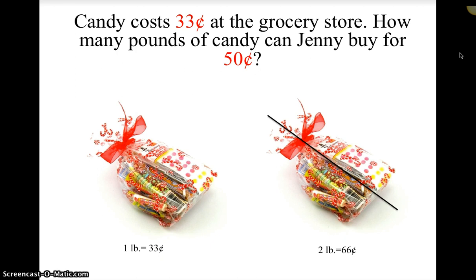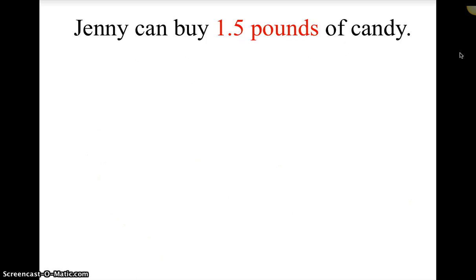Let's try dividing our second pound of candy into half, meaning that this half a pound of candy would cost 16 cents, making for a total of 49 cents. Therefore, without going over her limit of 50 cents, we know that Jenny can buy 1.5 pounds of candy.